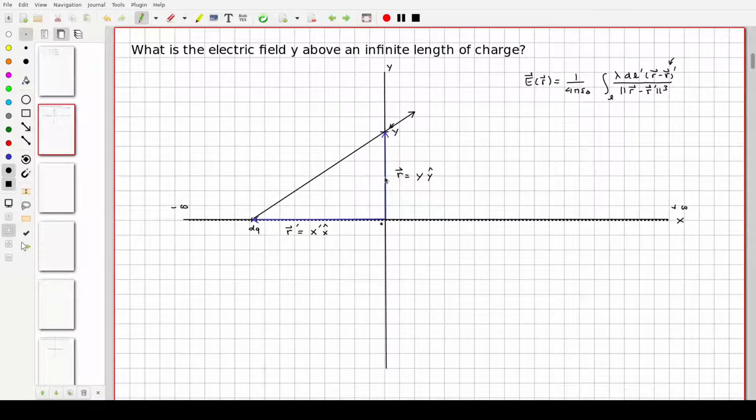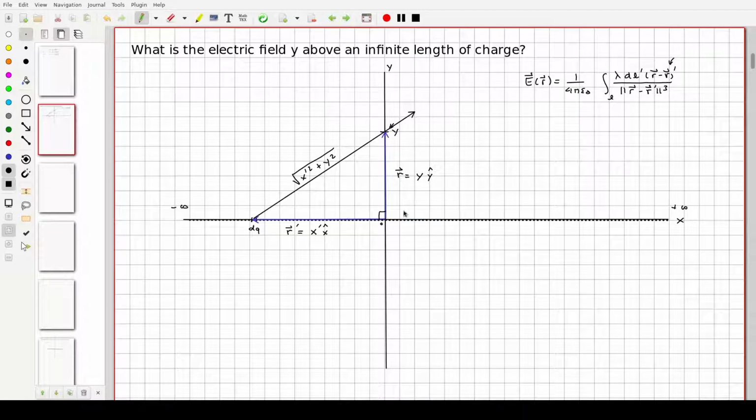This plus this, or this minus this rather, is equal to this right here. So what's the length of this? It's x prime squared plus y squared, using the fact that this is a right angle and we can use the Pythagorean theorem on it. Okay?